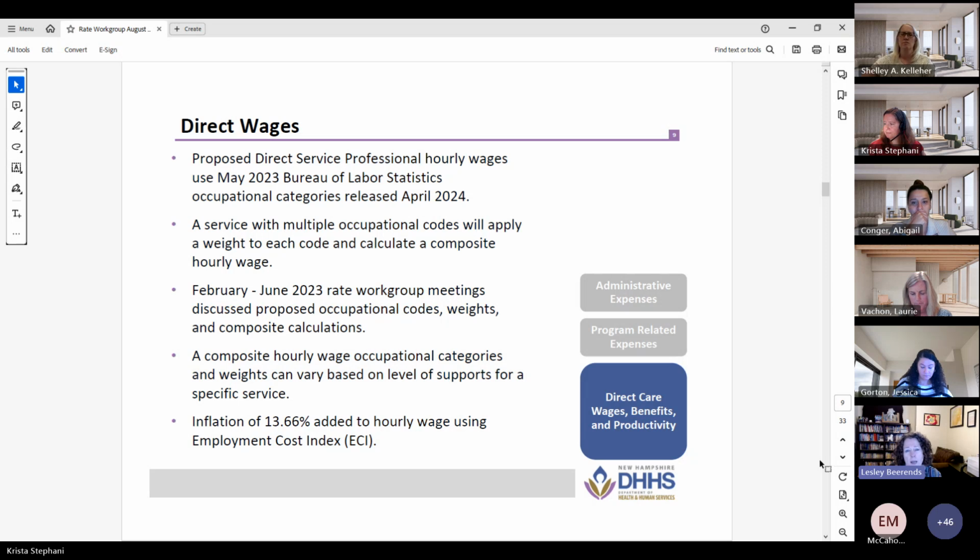I did want to talk a little bit about how we do have some services where there were multiple occupation codes that we felt fit within the service description. In that case, we have those multiple occupation codes, and then they're weighted in order to calculate a composite hourly wage. We might change the occupational categories, or we might change the weights as we increase that level of supports for a specific service. So that's something that can also vary. If we have multiple rates for a service, as we move up those support needs, we would change those occupational codes and those weights.